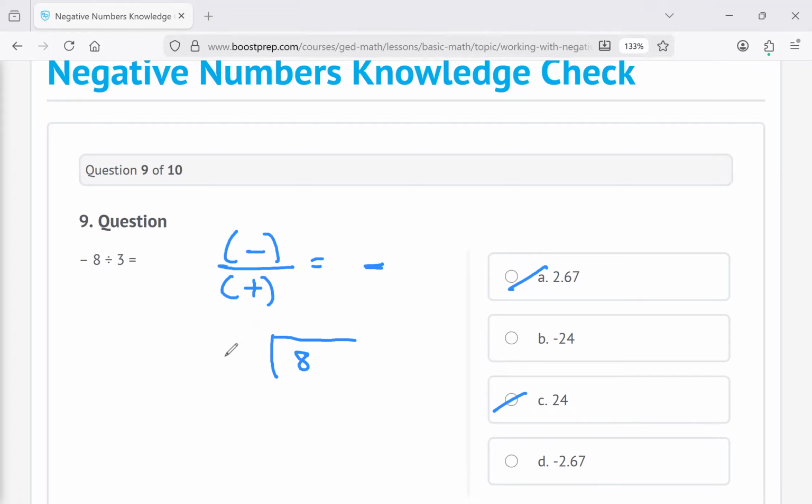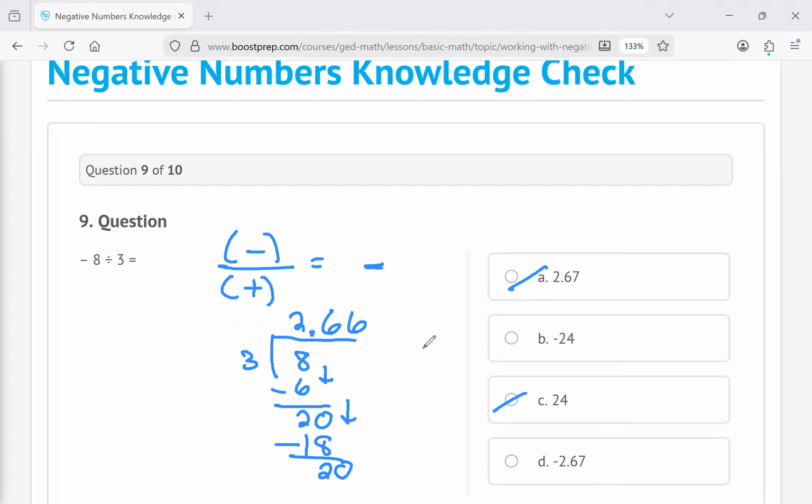8 goes inside and then 3 goes outside, right? How many times does 3 go into 8? At least twice. So that's 6. 8 minus 6 is 2. Decimal. Bring down the 0. How many times does 3 go into 20? About 6. And then 6 times 3 is 18. 20 minus 18 is 2. Bring down this invisible 0. And then I think it's going to repeat. So we can stop here. So that would be another 6, right?